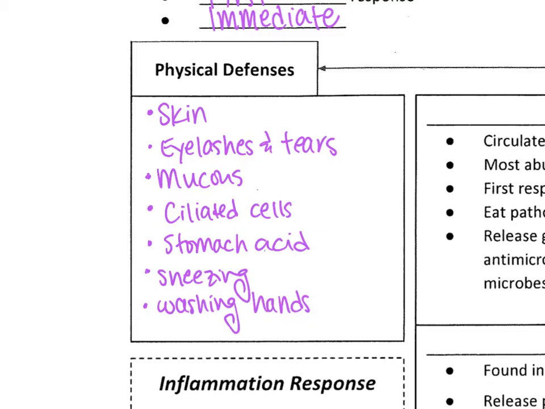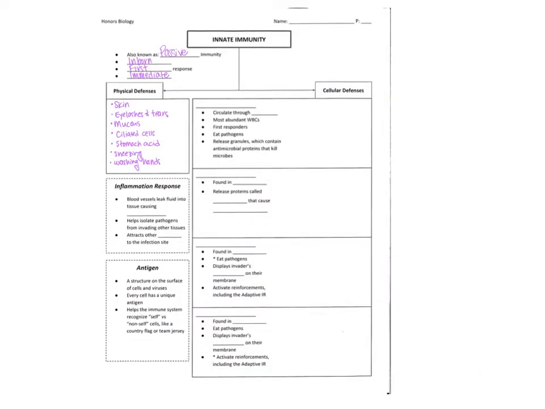Now that we've reviewed the physical defenses that are part of your innate immune system, let's talk about the cellular defenses. Today we're going to be learning about 4 of the cells that are part of your innate immune system. There are more than 4 cells, but we are going to be focusing just on 4. One of these cells is also responsible for developing the inflammation response, which we'll talk about, and we'll also talk about a really important vocab term called antigen.